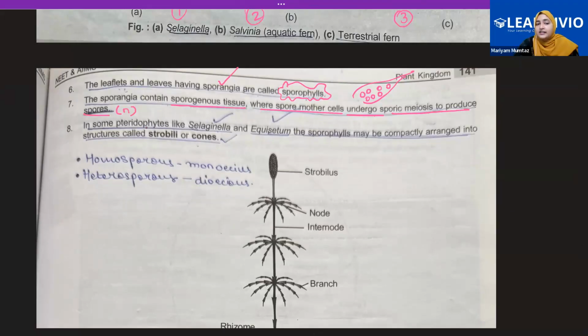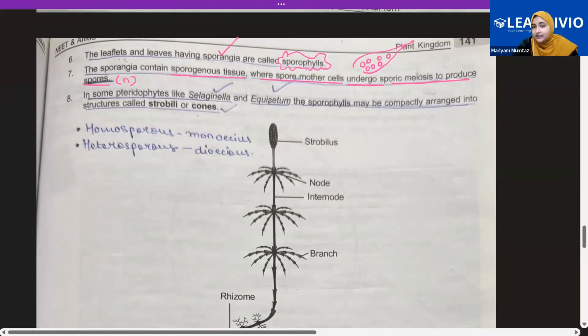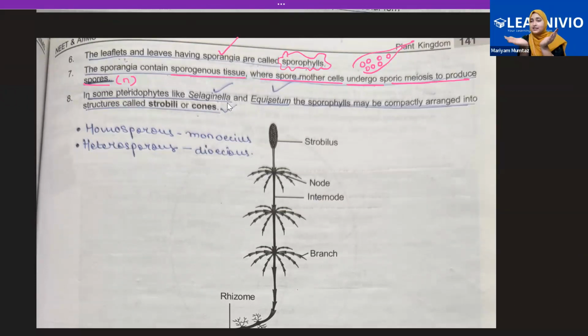Now, in some pteridophytes, such as Selaginella and Equisetum, the sporophylls may be compactly arranged into structures called strobili or cones. For example, there are many leaves that have sporangia in them. When these leaves get fused into a cone-like structure, when several leaves are fusing up, that is called a strobilus or a cone. This is found in Selaginella and Equisetum. See, this is what a strobilus looks like. Is it clear, students, up until now? Yes, ma'am.